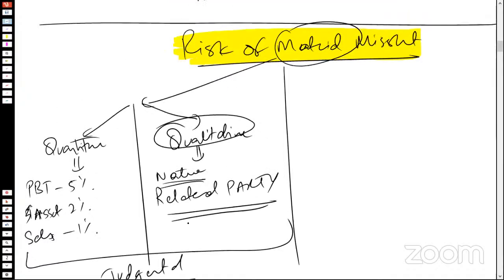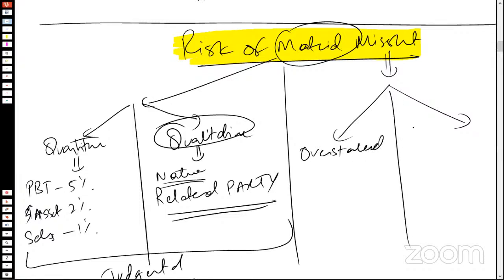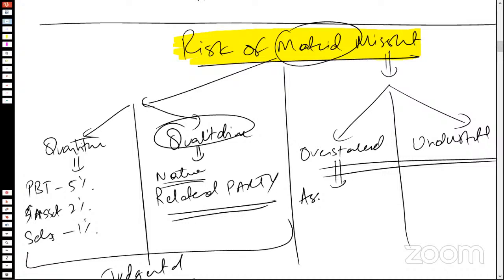Now, when we talk about the concept of misstatement, the misstatement could be two things. There are a few things which could be overstated, and there are a few things which could be understated. Being an entity, you would always want what? You would always want your assets and your sales to be overstated, because generally speaking, an entity whose assets and sales are overstated is considered to be a good entity.